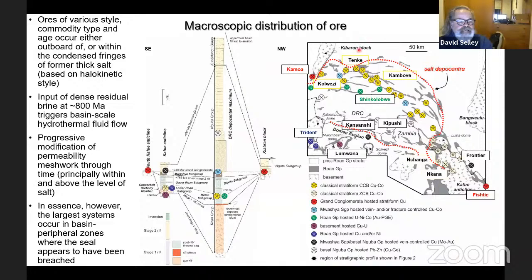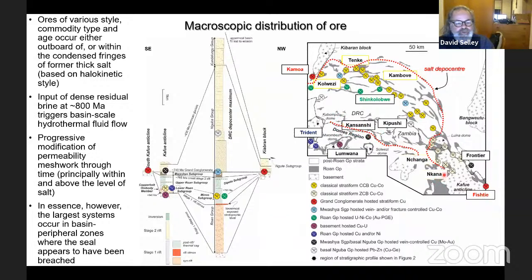So on the right here, we're looking at the distribution of the various ores of the Copperbelt, highly varied in terms of their stratigraphic position, their style, their metal association, as well as their timing. But the vast majority of these ores, certainly the largest of these ores, occur towards the fringe or outboard of a salt-bearing depot centre, which is highlighted here in this red dotted line.